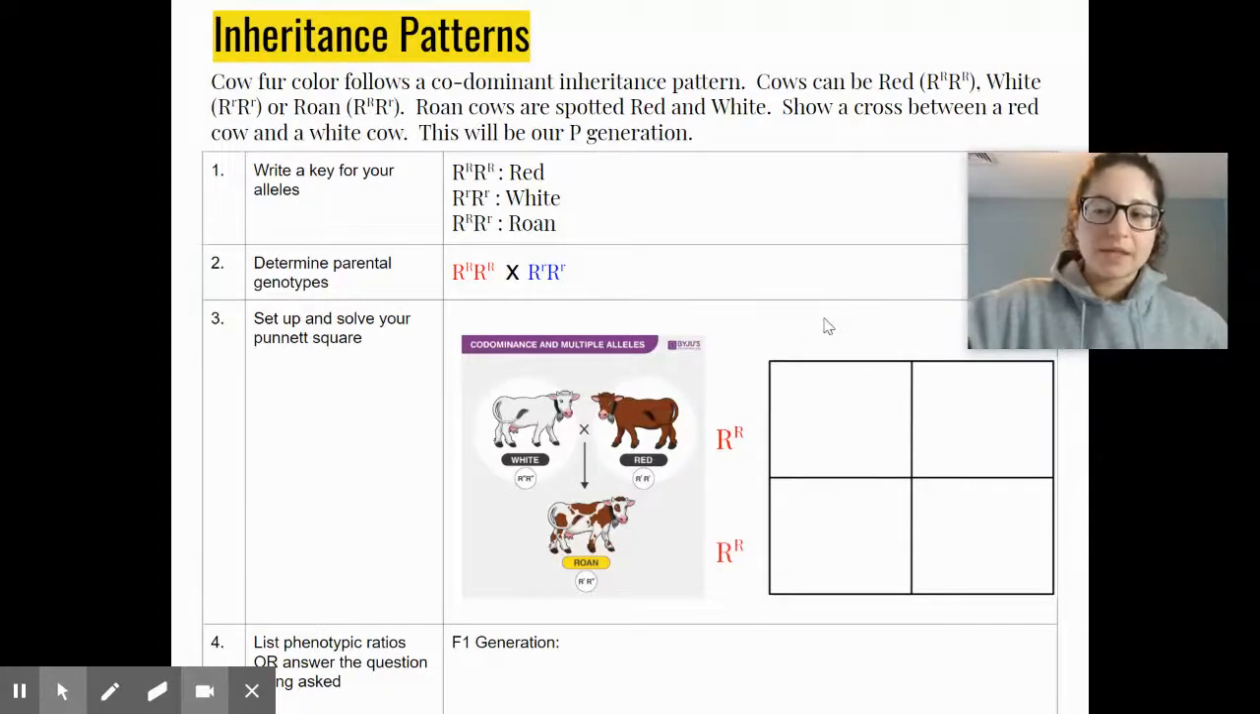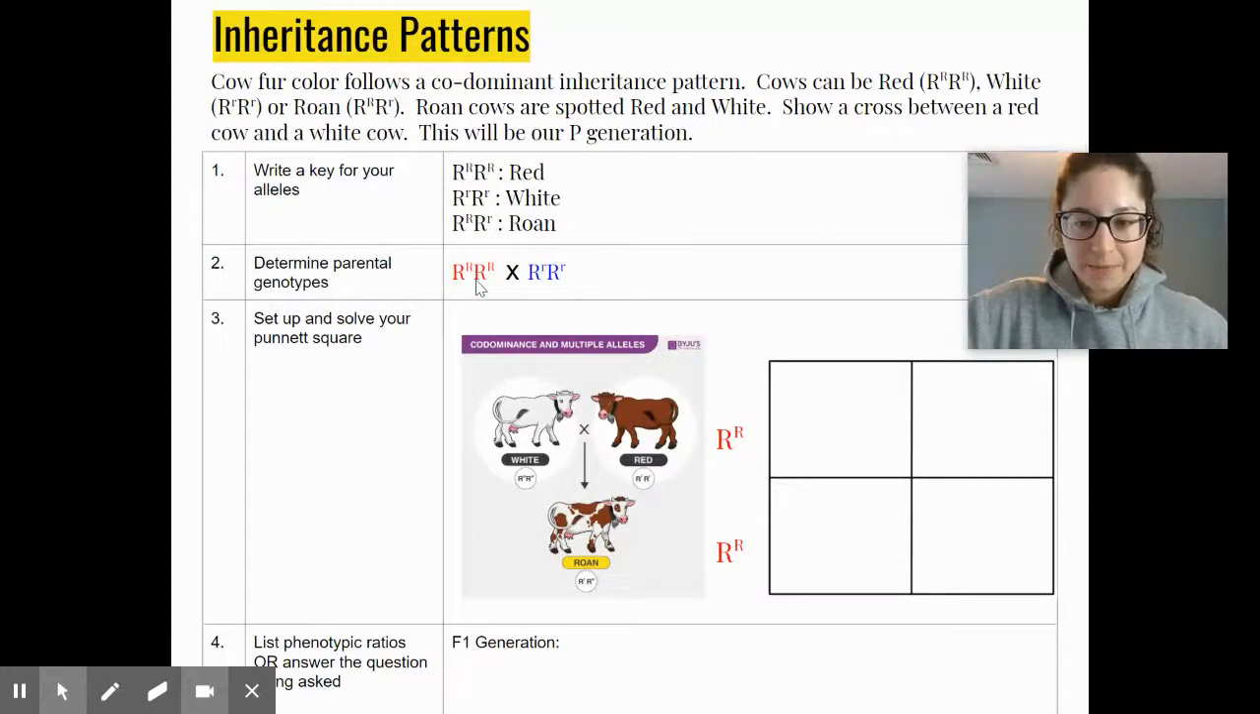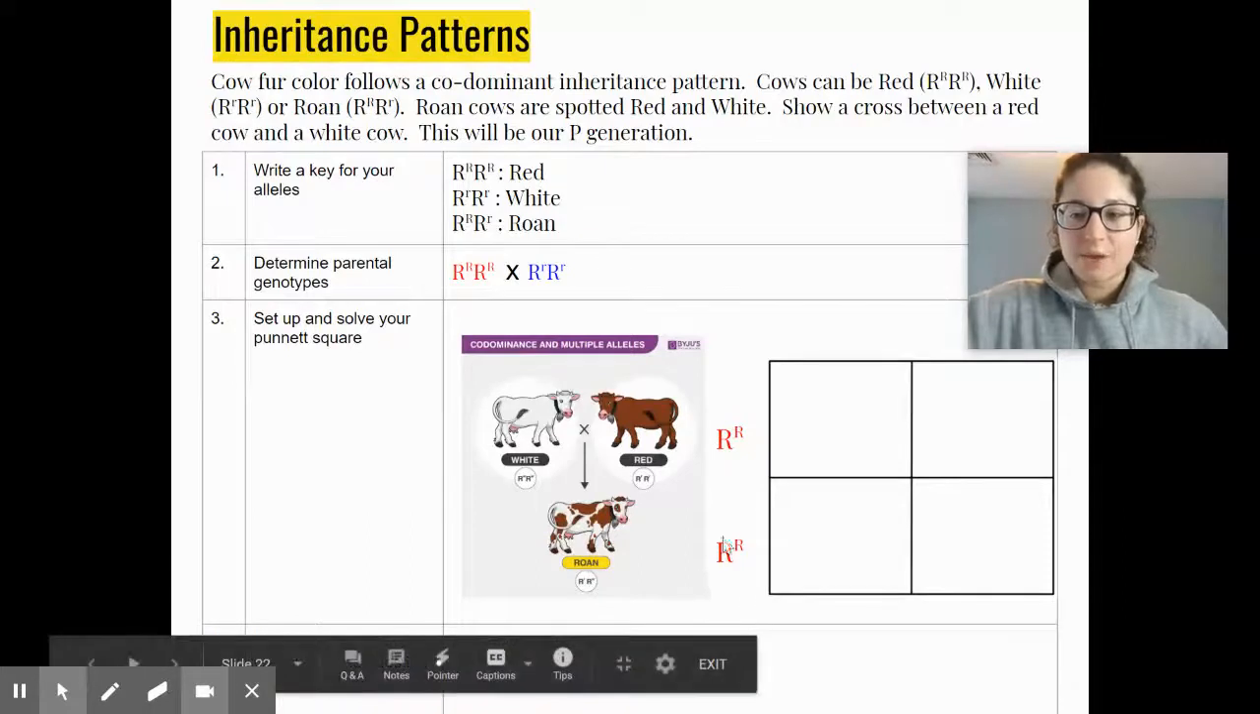Mom's genotype does get written down the side again. So remember, this big R and this superscript R are one allele. So they don't separate from each other, they stay together, but we have to separate the big R's from each other. So we split it down the middle right here. So this is one possible gamete that mom makes. This is the other possible gamete that mom makes.